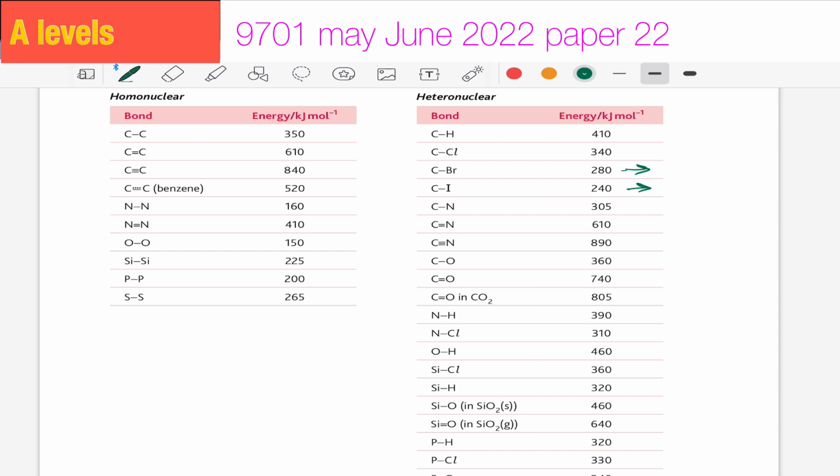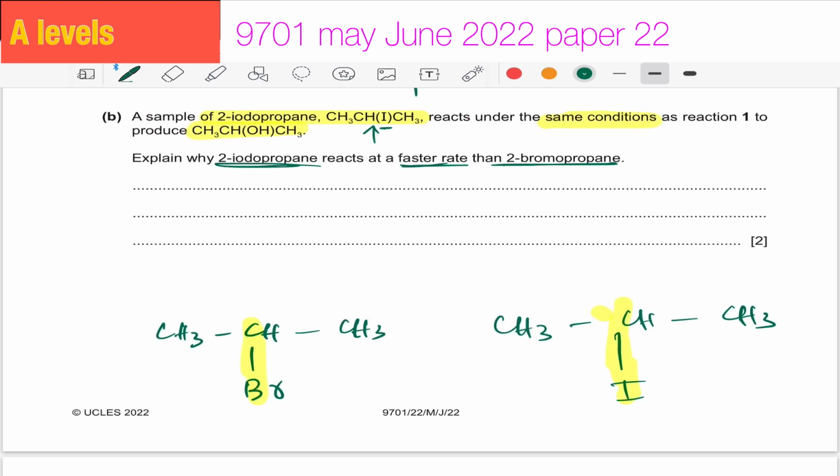So that means the C-I bond is easier to break, and the reason is its bond length, because iodine is a larger atom. So the bond between carbon and iodine would have a higher bond length and it would be easier to break. But the bond between carbon and bromine would be of smaller bond length and it would be more difficult to break as compared to C-I. So the C-I bond would be easier to break due to its larger bond length.